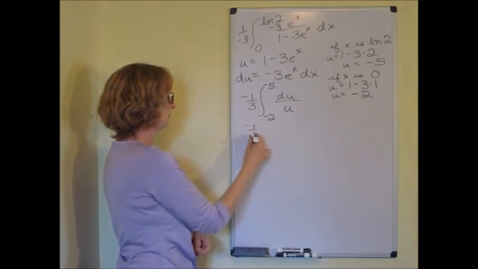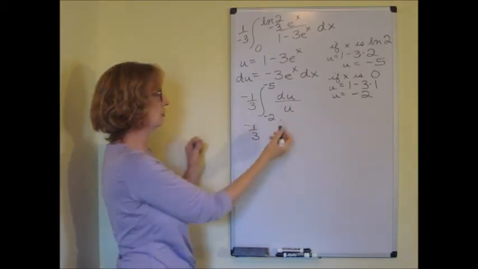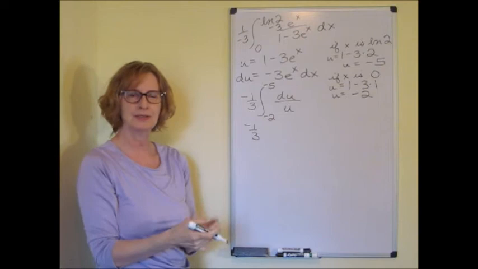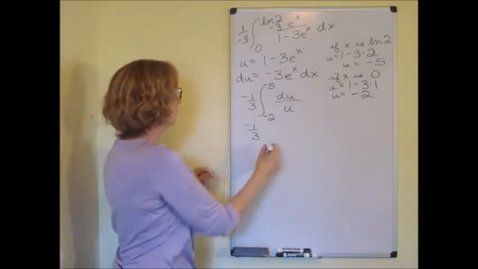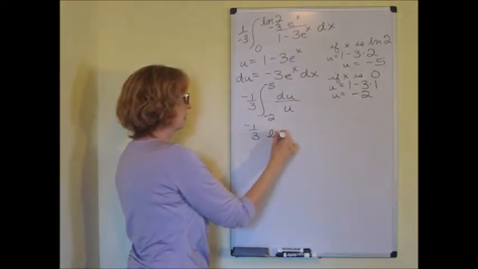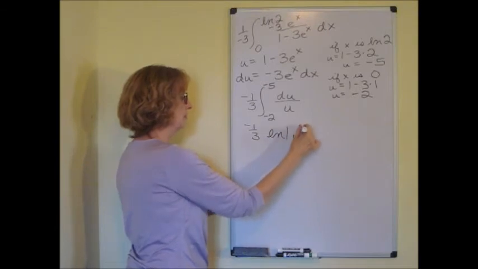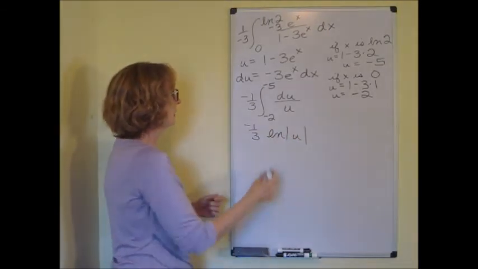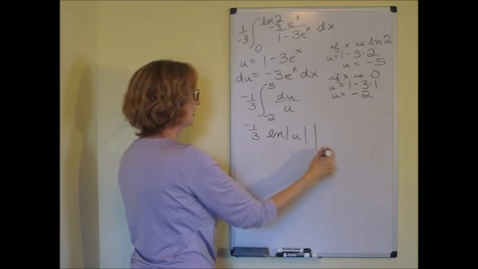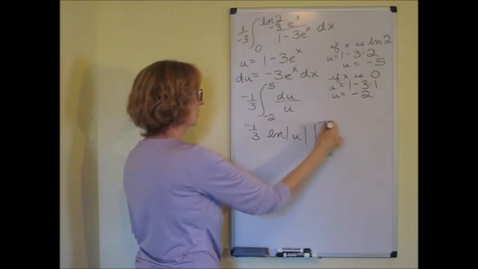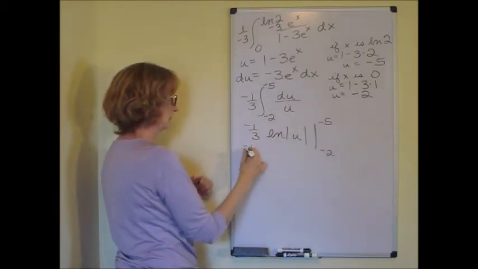-1/3. Well, the integral here, du over u, that integral is the natural log, right, of u. So that's going to be the natural log. Remember, it's the absolute value of u, right? And we're taking that from -2 to -5. And now we can just plug in.